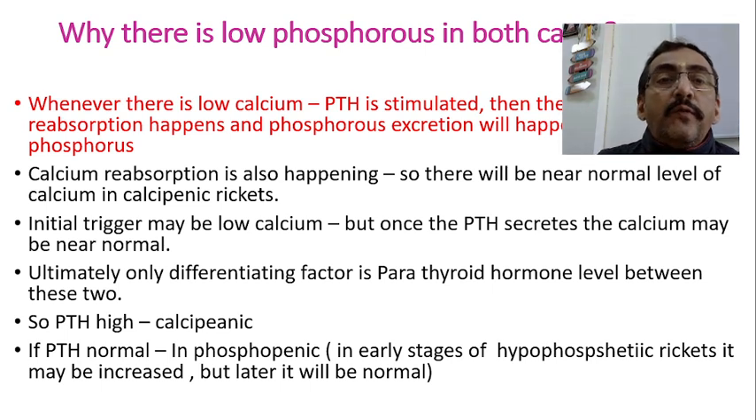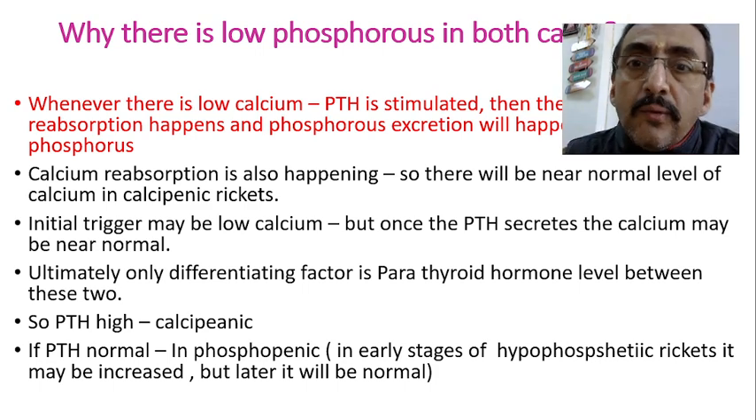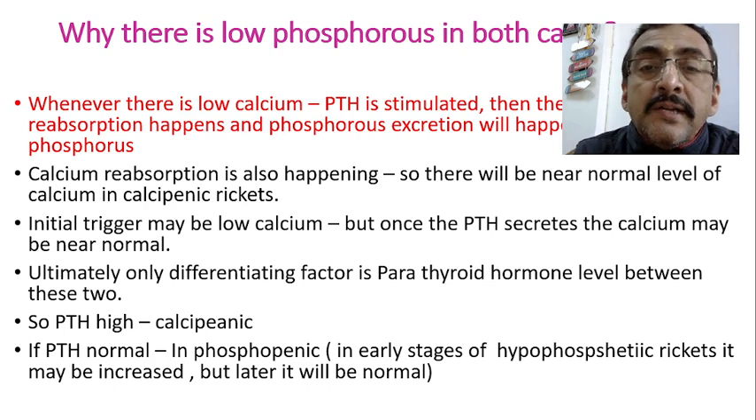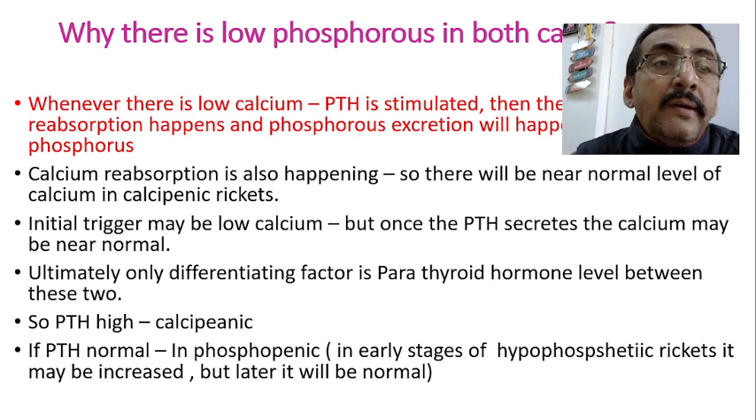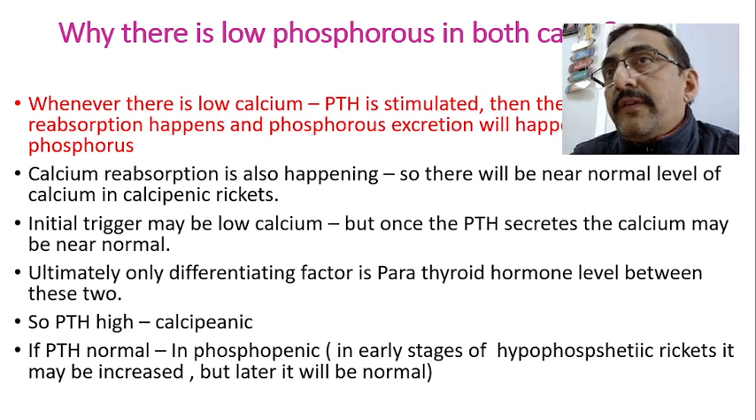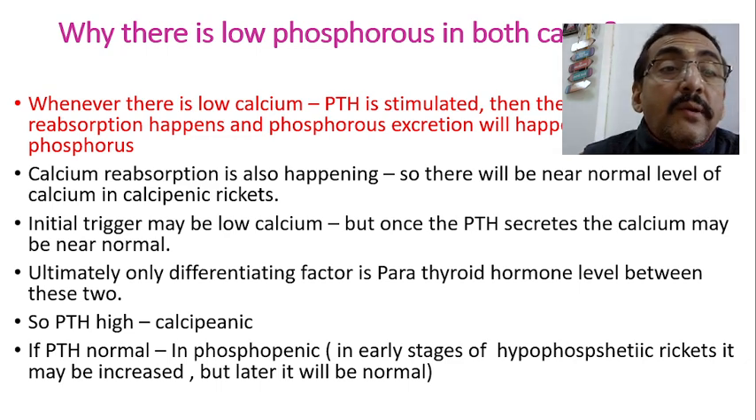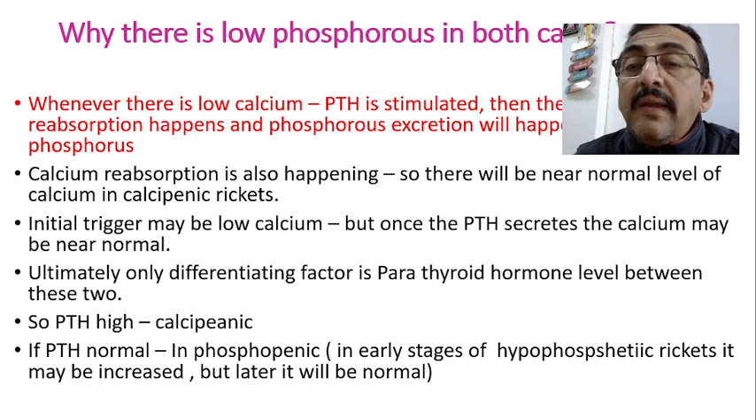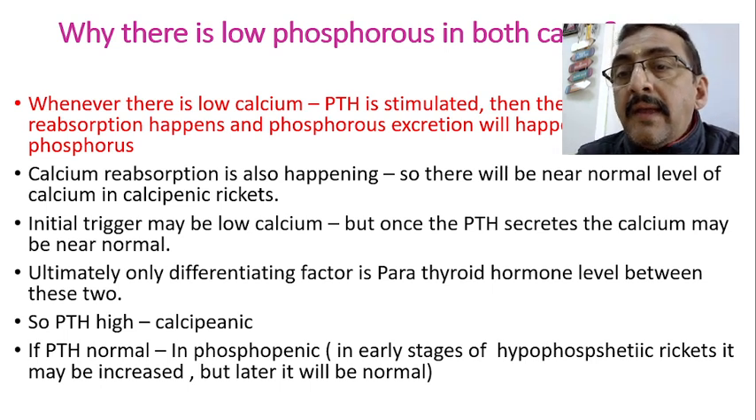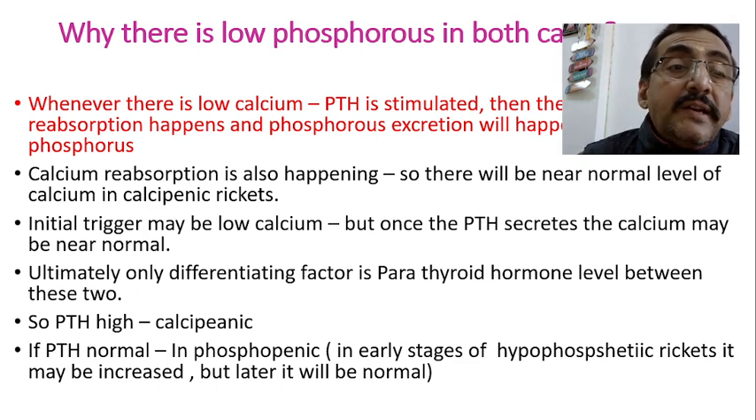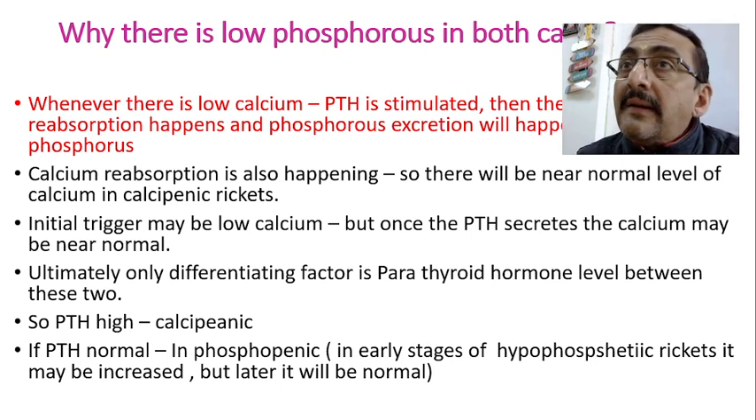So why is there low phosphorus in both cases? Whenever there is low calcium, PTH, parathyroid hormone, is stimulated. Then calcium reabsorption happens and phosphorus excretion will happen, so there is low phosphorus. Calcium reabsorption is also happening, so there will be a near normal level of calcium in calcipenic rickets. The initial trigger may be the low calcium, but once the PTH secretes, the calcium may be near normal.